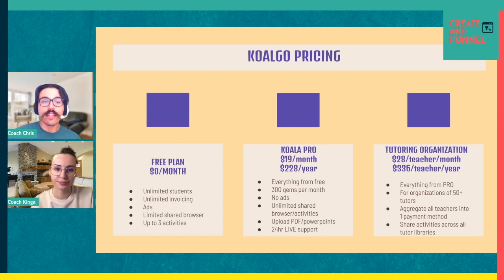Exactly. So Qualigo Pro would put you at $19 a month, and if you're a tutoring organization, you can set that up per teacher per month. With Qualigo Pro, you get gems, which allow you to buy things for the playground. Again, this gamification system is really integrated into their virtual classroom.